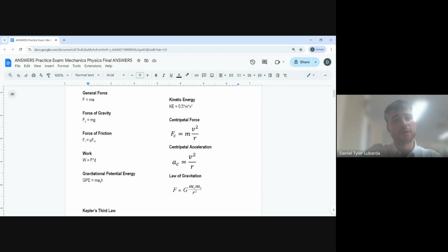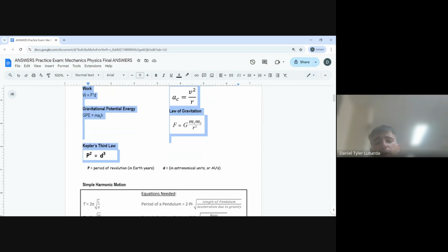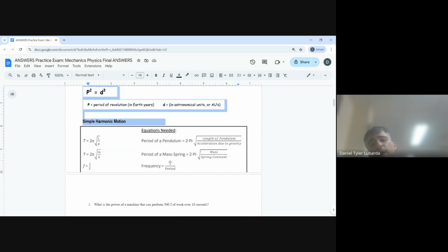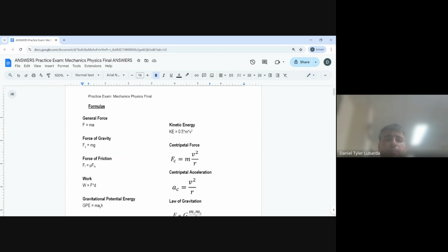If you look at the equations we have here, general force, and these are all the equations that I will give you on the exam. So everything on this page I give you on the exam, so you don't have to memorize these. You do have to remember how to use them though.